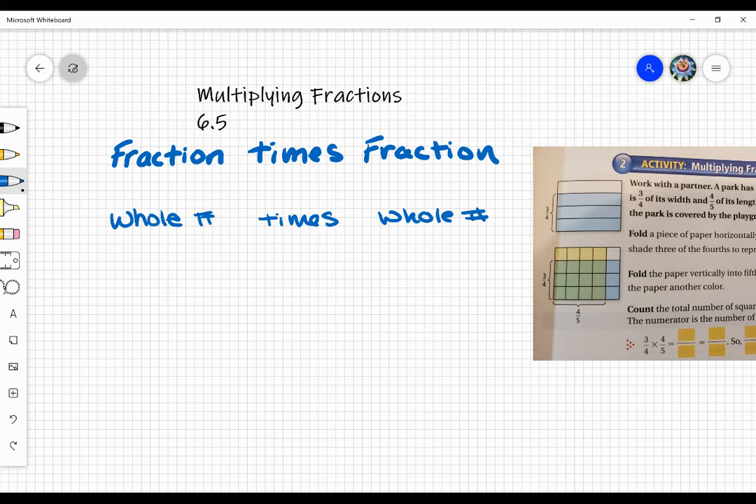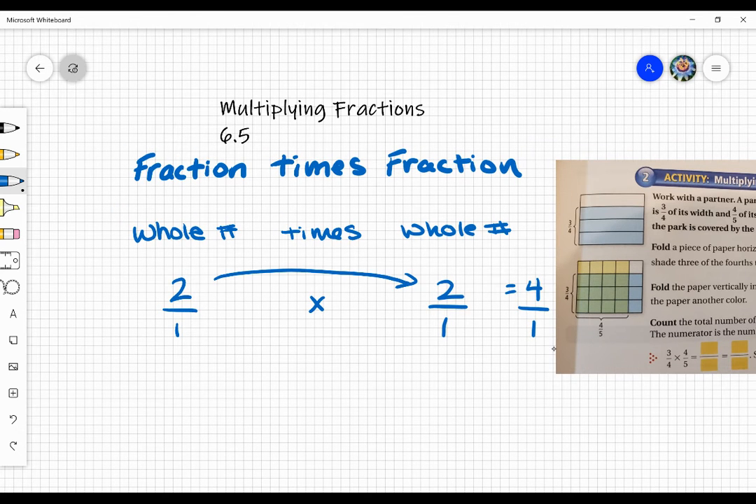So let's say it's 2 times 2. Well, we know that that's 4. If we wanted to make this a fraction times a fraction, you just put it over 1, which ends up being 1. The way that multiplying fractions works is you multiply the numerators, which are the two top numbers, straight across. 2 times 2, and it gives you 4. So you keep it in the numerator. Then you multiply the denominators. 1 times 1 is 1, and you write that answer in the denominator of your answer.